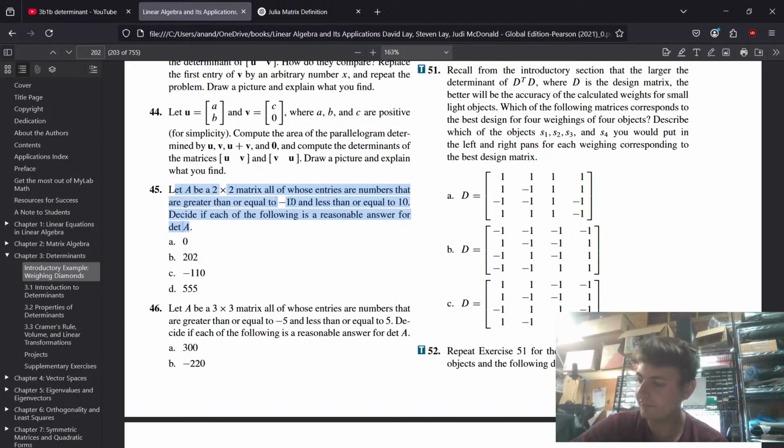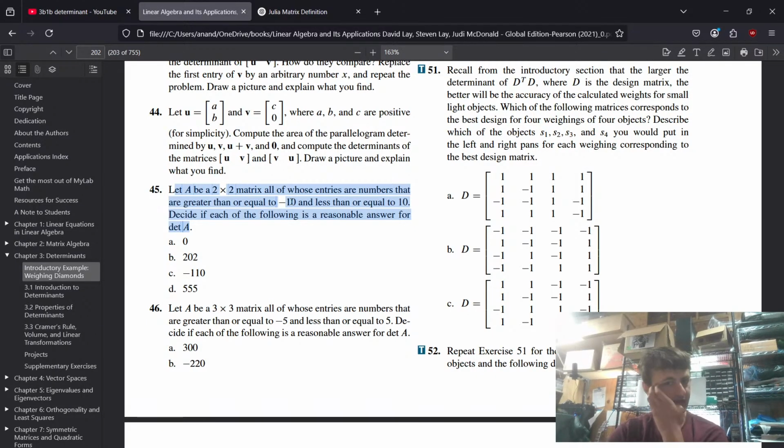Oh, we'll do 45. 45 should be quick. Let's say we have 10 and 10 on the main diagonal, and on the other two, a minus 10 and a 10. Then we should get 100 minus 10 times 10, which is equal to 200, I think.